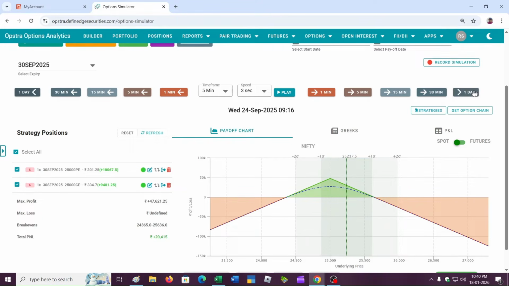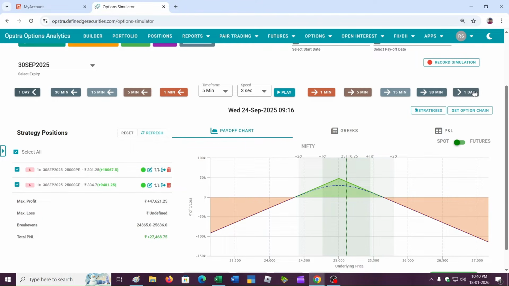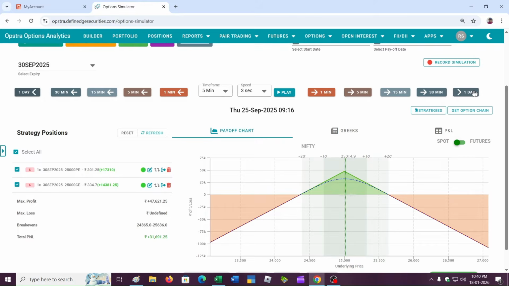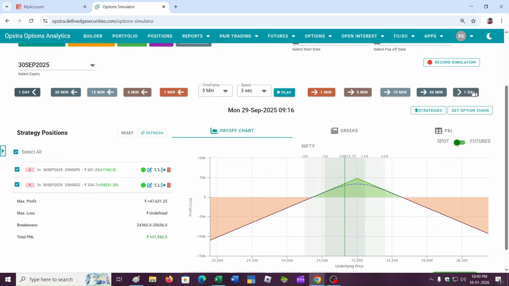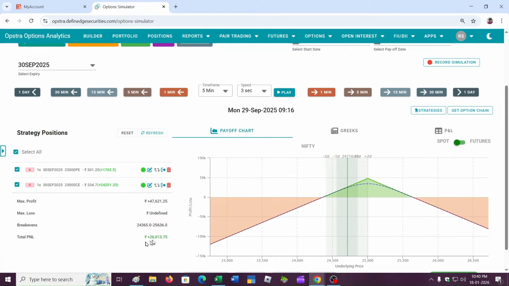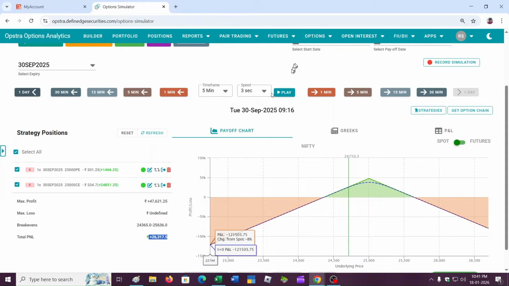Another day, 27,000, profit increased. 31,000. Again, profit came down to 26,000. The expiry is on 30 September, only one more day to go. 26,000. Okay, so this September 2025 short straddle is a winning month.